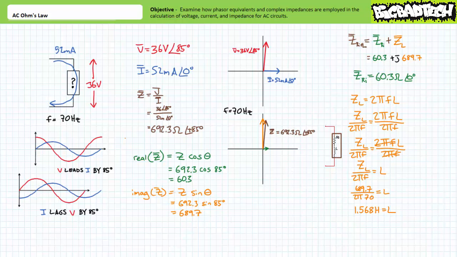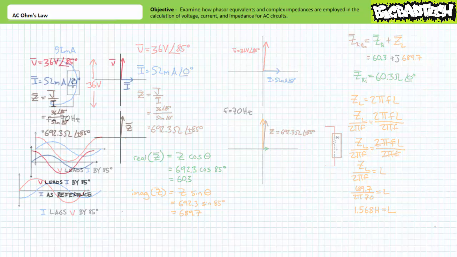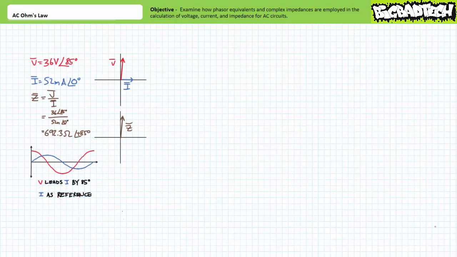Given we know the magnitude, in this case roughly 689.7, and the frequency, in this case 70 Hz, we should be able to solve for the component level of the inductor that satisfies this condition. Rearranging the inductive impedance formula to solve for inductance and substituting in our given values, we find an inductance value of roughly 1.6 henries, which by the way is a huge, heavy, almost fist-sized inductor. Problem solved. Before we wrap this example problem up, allow me to return to an important point.